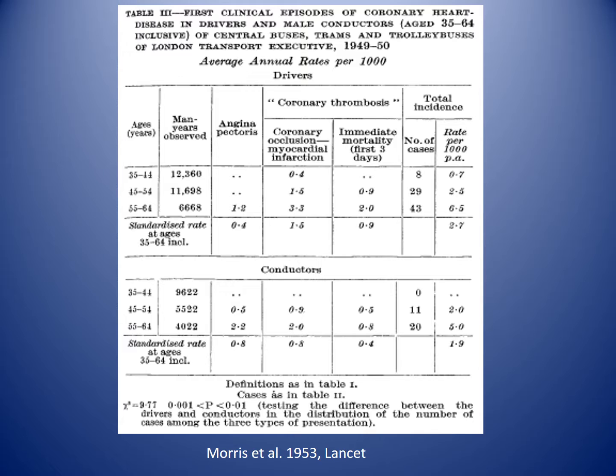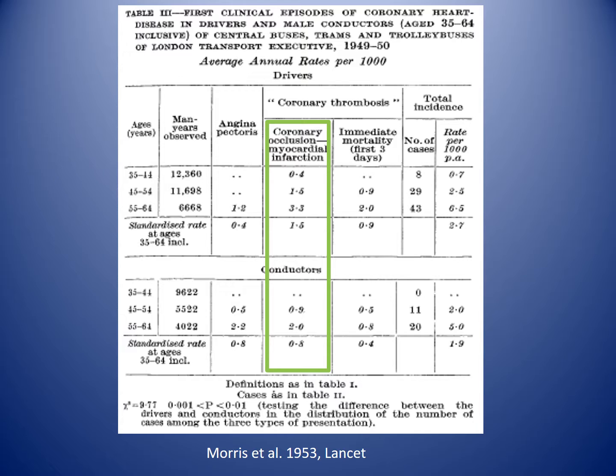And then this here on the right is the total incidence. So really we're looking at these numbers here, 0.7 versus 2.5 versus 6.5. That's the total incidence of any bad heart-related event happening. Okay. Then all of this on the top is the drivers, and then the same information is on the bottom for the conductors. So the green is highlighting the rates of heart attack.